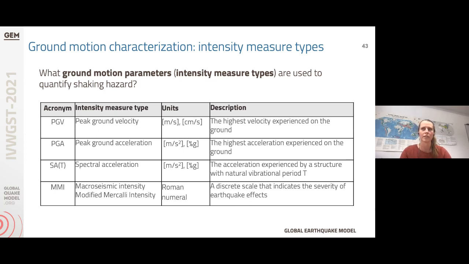And then finally, there's a discrete scale, the macroseismic intensity, one of which is the modified Mercalli intensity scale, which uses Roman numerals rather than a scientific unit. This indicates the severity of earthquake effects.